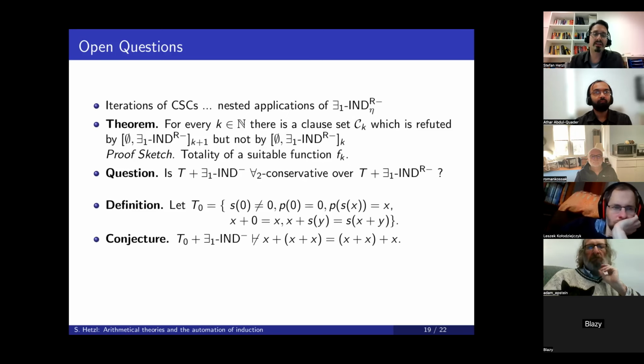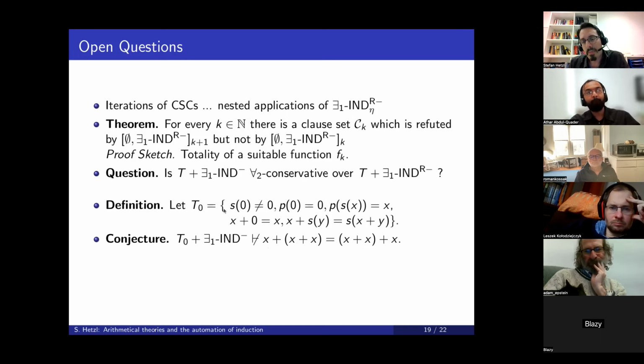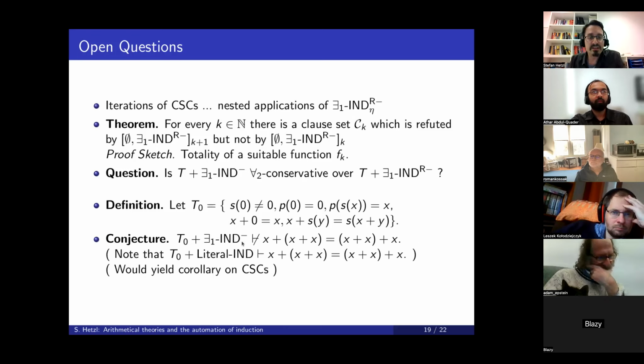And the second thing was, we were actually starting out to analyze this other statement, which I also mentioned in the first part, namely this x plus x plus x is equal to x plus x plus x. So we believe that it's also possible to obtain an independence result for this one. But of course, then we have to weaken our base theory a little, so we cannot add commutativity or associativity as we did before, because this is an instance of both commutativity and associativity, right? But we keep all the other basic axioms on the successor, predecessor, and addition inside, and we conjecture that this is not provable with parameter-free existential one induction. But note interestingly that it is provable with literal induction with parameters.